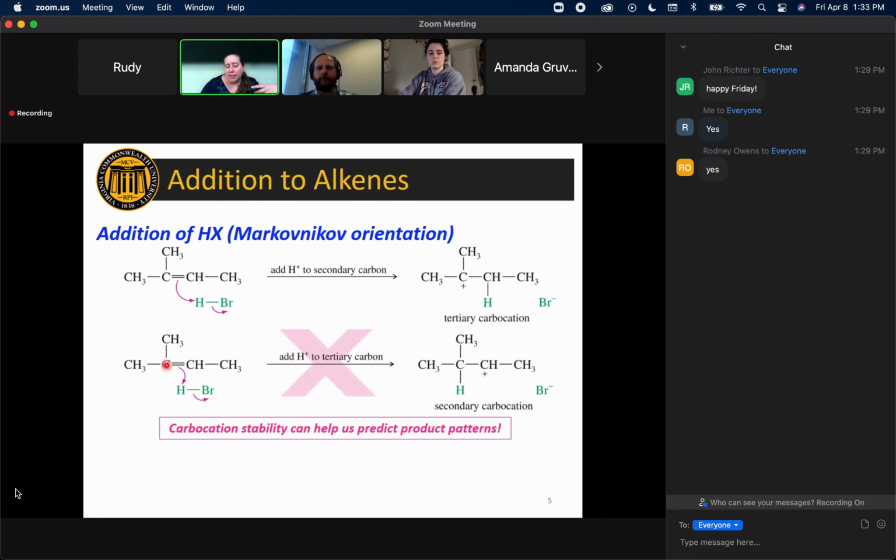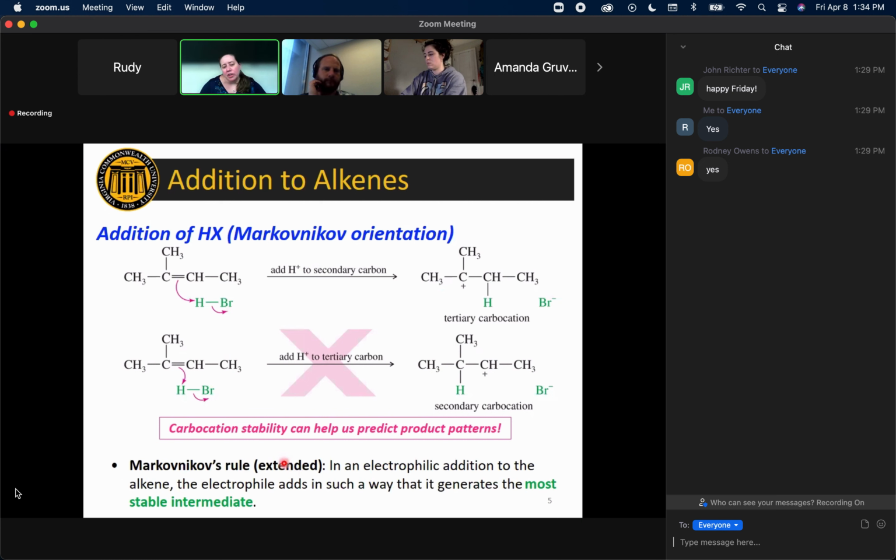If we add our proton to the left carbon, we add it to the more substituted carbon, leaving behind the less substituted carbon to have the empty p orbital. And that less substituted carbon is not as stable as a tertiary carbocation would be. So this top pathway predominates, and this carbocation stability is really what is going to help us predict product patterns.